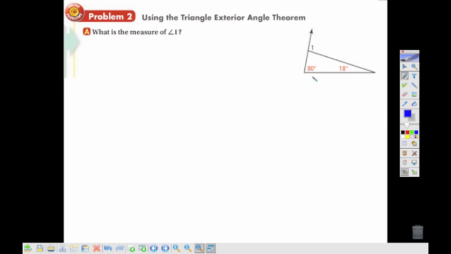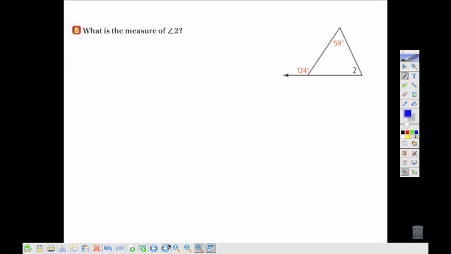Now if we wanted to use this theorem, we're going to do it like this. We look at the relationship, we notice where the angle is. The outside angle is equal to the sum of the two remote interior angles. So since these are the interior angles, they're going to go here and here, giving us that the measure of angle 1 is 98 degrees.